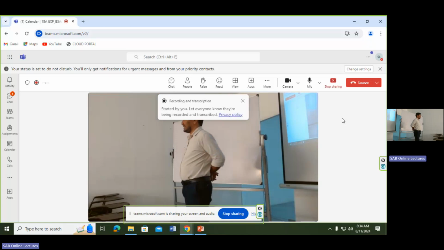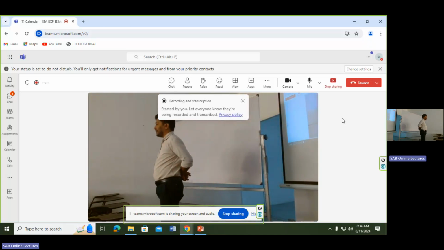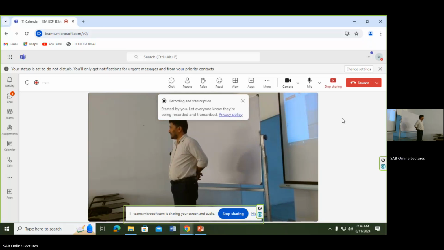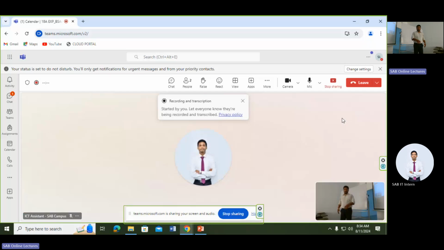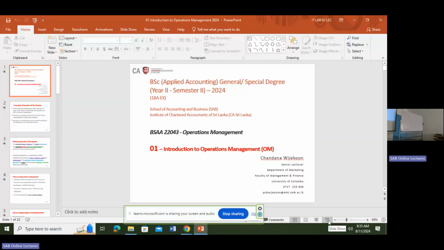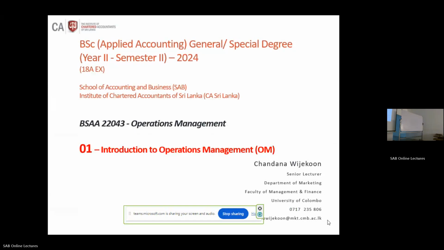So this is the first session we are going to have on operations management in your new semester, right? This is second year first semester. So we have some other subjects also. Together with that, you have operations management subject as well.